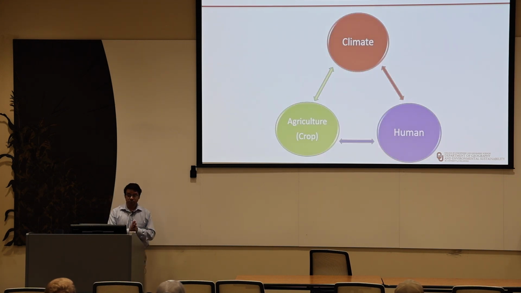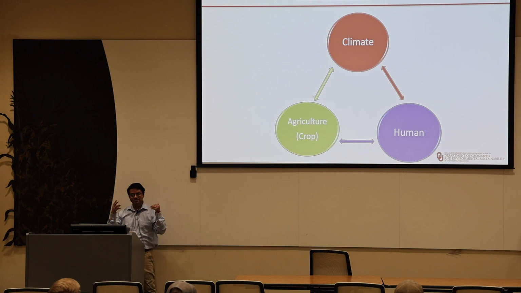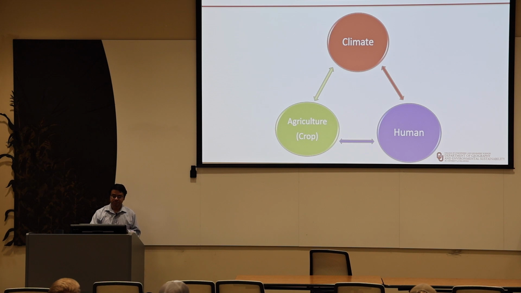So my research looks at how we use remote sensing to understand crop, climate, and human systems interactions, and how ET is linked with the crop, climate, and human systems. We know that the crop needs water to grow. That's the main thing a crop needs to grow, to make food, to transpire.